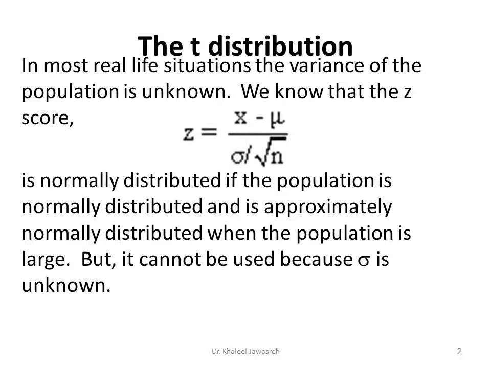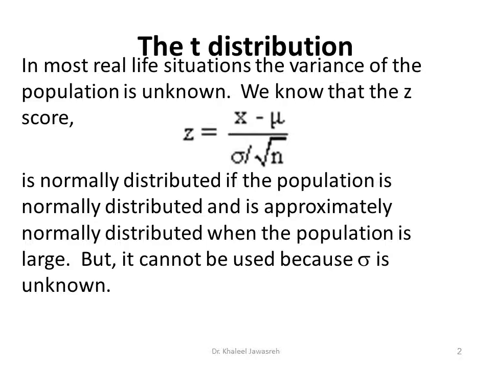But in most real-life situations, the variance of the population is unknown. And this is a fact, because the actual variance is unknown. Why? Because we are dealing with a large number of samples, not a large number of individuals, and we cannot cover them all. But we know that the Z score is equal to x minus mu over sigma divided by the square root of n, or the standard error.